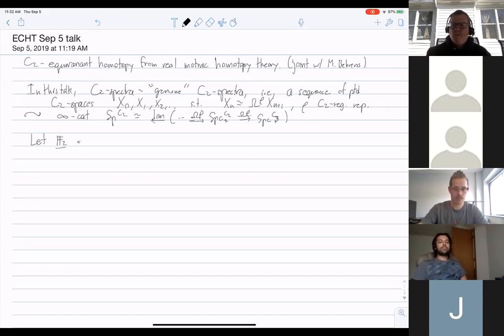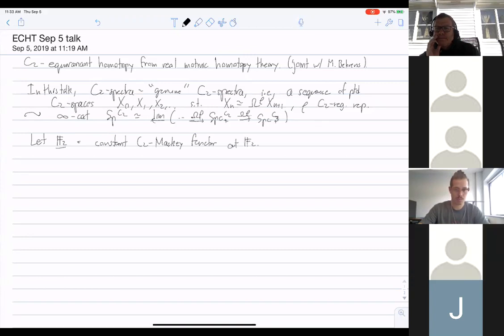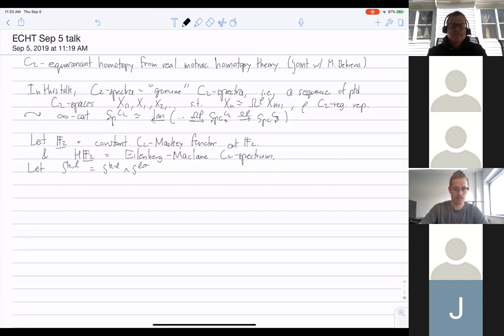So I'll let F2 underline be the constant C2 Mackey functor at the abelian group F2. And in terms of a C2 spectrum, let's let HF2 be the Eilenberg-MacLane C2 spectrum. And let's let S^{K,L} be S^{K-L} smash S^{L sigma}, where sigma is the C2 sign representation.